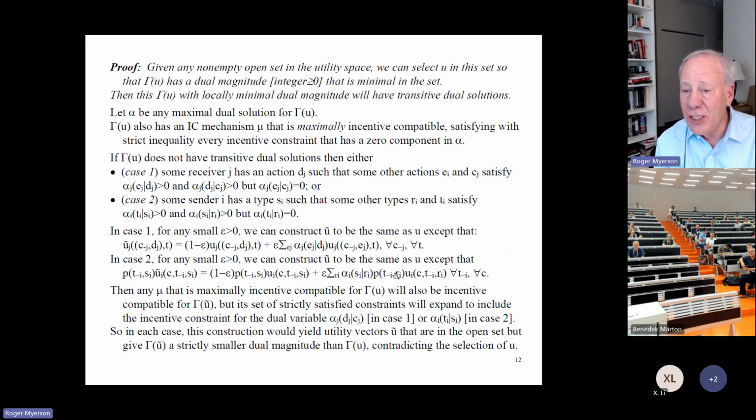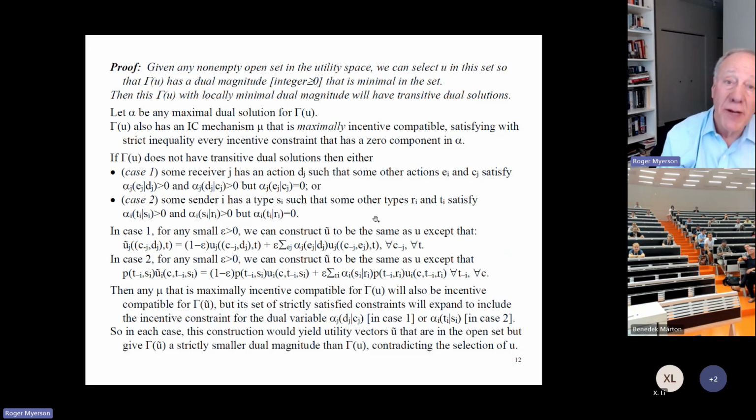For case 2, we're going to construct something. For player I, when he thinks he's type si, he's going to think that there's an epsilon probability that he lied to himself according to his Markov chain, and then believed the lie rather than the original truth. That's just in his mind, not in anybody else's. But these perturbations define a game in which the intransitivity goes away, and we'd have a strictly smaller set of positive dual variables. We'd have to lose one of these positive dual variables, and therefore we'd have strictly smaller dual magnitude. But by construction, we were assuming that the u was minimal. So let me stop there.